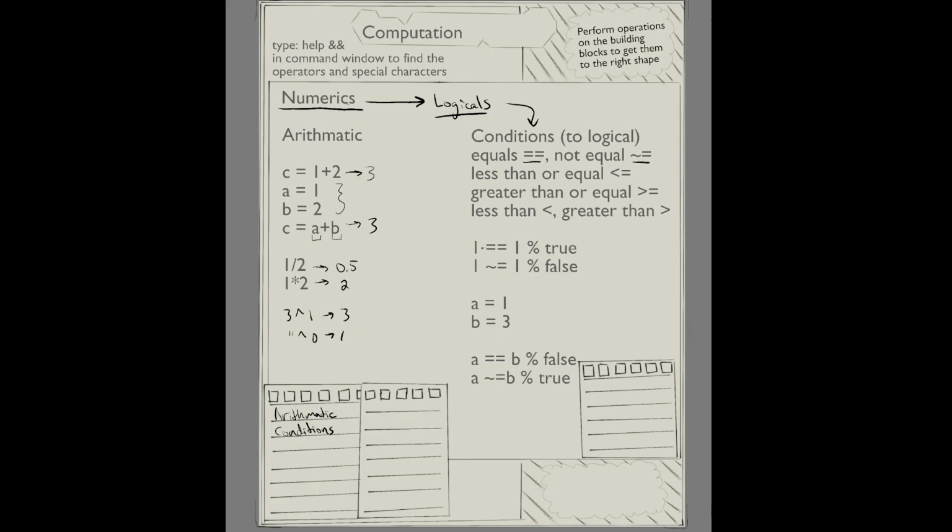So for example, 1 equals 1 will return true. 1 does not equal 1 would of course be false. And just as with arithmetic, you can substitute values in. So a equals b: in this case, a is 1, b is 3, so a does not equal b. So a equals b will be false, but a not equal b will be true.